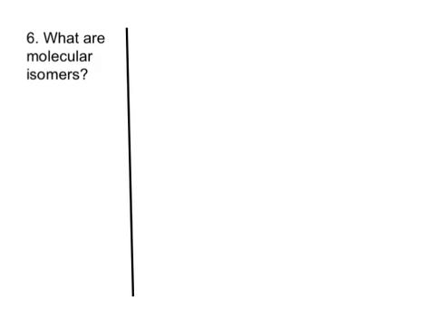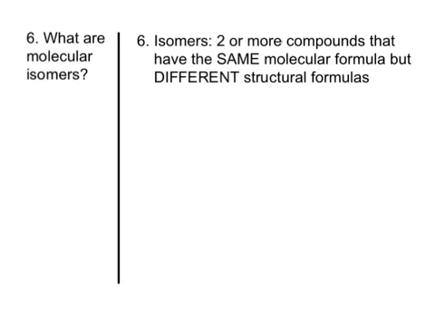All right, here we're on to our very last question. What are molecular isomers? Isomers are a little complicated for some students to understand. Basically, sometimes we can have molecules that have the same molecular formula, but when we actually draw them out, there are different ways that we can draw them out. So they're going to have different structural formulas, and so they're going to have different properties. And so an isomer is 2 or more compounds that have the same molecular formula but different structural formulas.